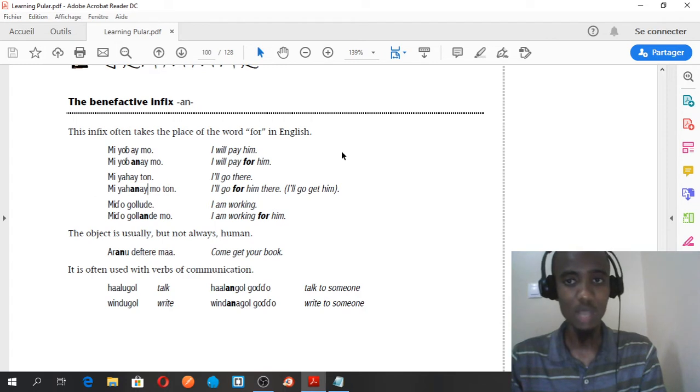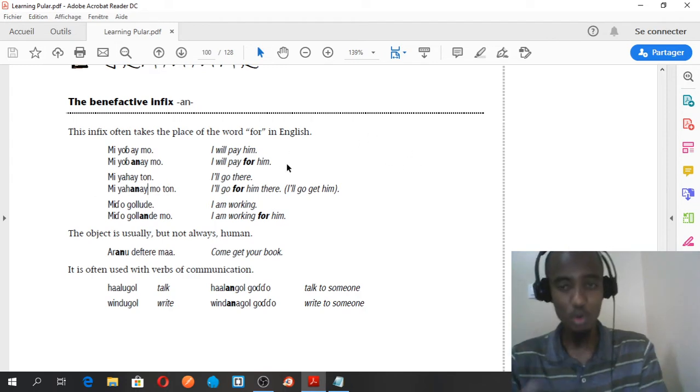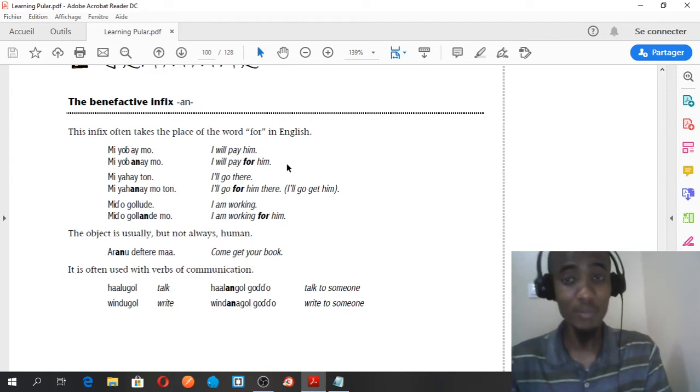Yahanta, how do they call it? Because the book has proper terms for it. They have something called the perfective and the imperfective.